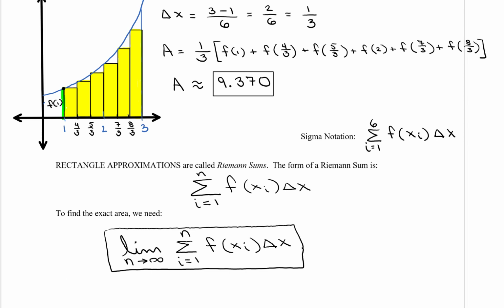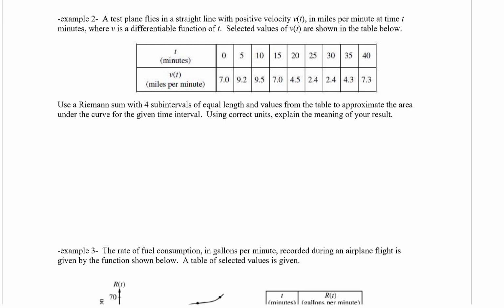Let's go on to example number 2 here. Example 2. A test plane flies in a straight line with a positive velocity v of t in miles per minute at time t minutes, where v is a differentiable function of t. Selected values of v of t are shown in the table below. So here we have a table where our independent variable is t, which represents minutes, and our dependent variable is v of t, which is miles per minute.